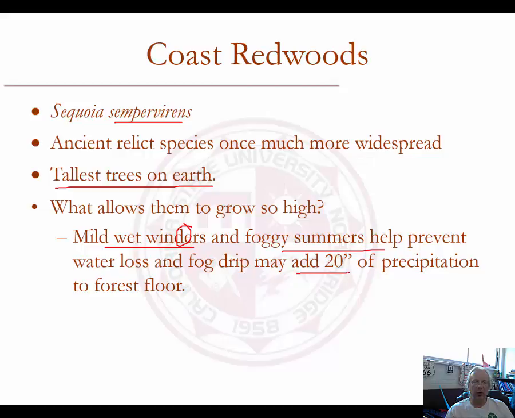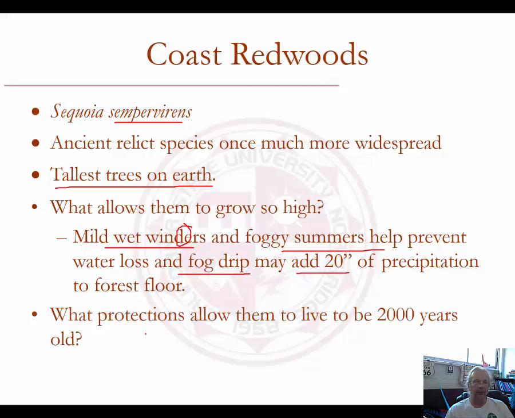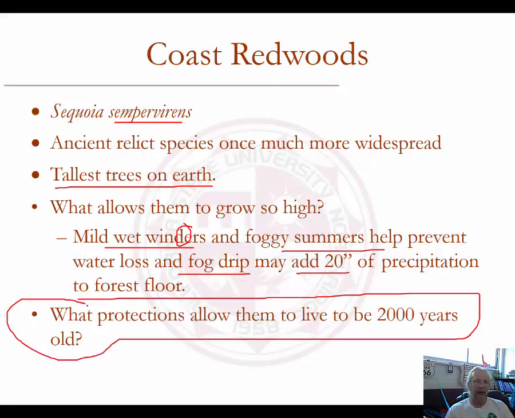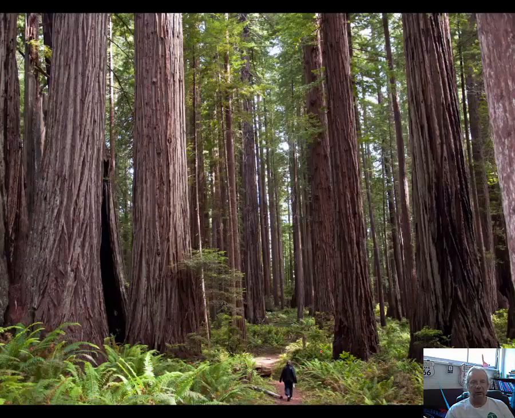They get as much as 20 inches of rain just through fog drip, which is more than double what the San Fernando Valley gets through rain during the year. This protects them from fire, which allows them to grow very long and to be very old. If you ever get a chance to get up north of San Francisco and take a walk in one of these woods, you may find it life-changing. I absolutely love these forests. They feel sacred to me.